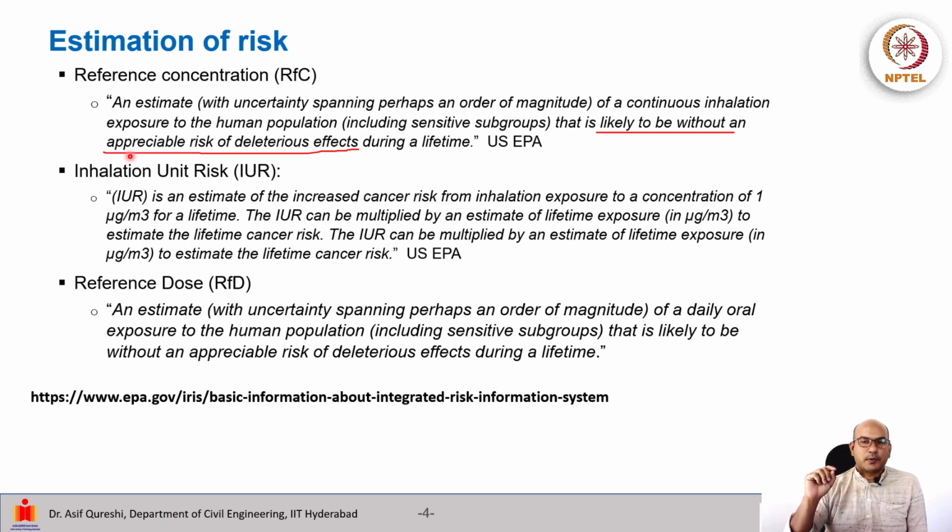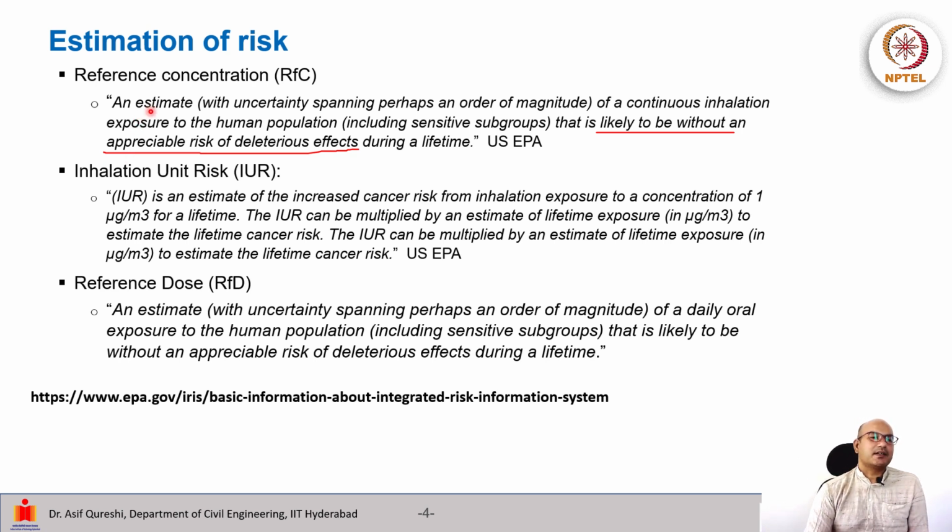It is saying it is likely that there will be no appreciable risk, because every person has a different physiology, a different setup in the body. So maybe some people develop effects, but the chances are that it may not happen. It will never say that definitely it is not happening. A person likely does not have an appreciable risk of deleterious effect. So it's a bit of a tricky definition in that it is defined in a probabilistic sense.